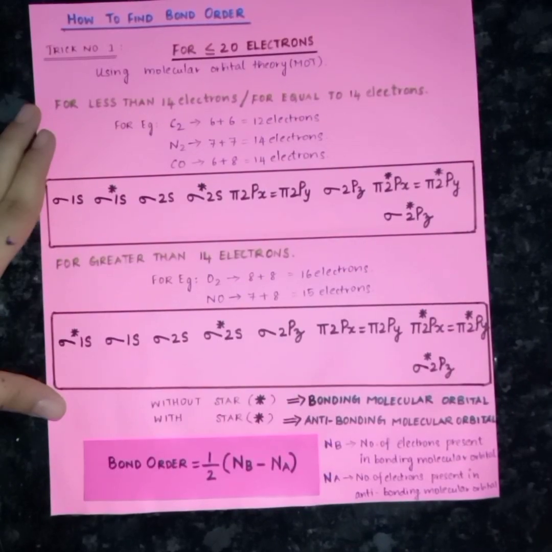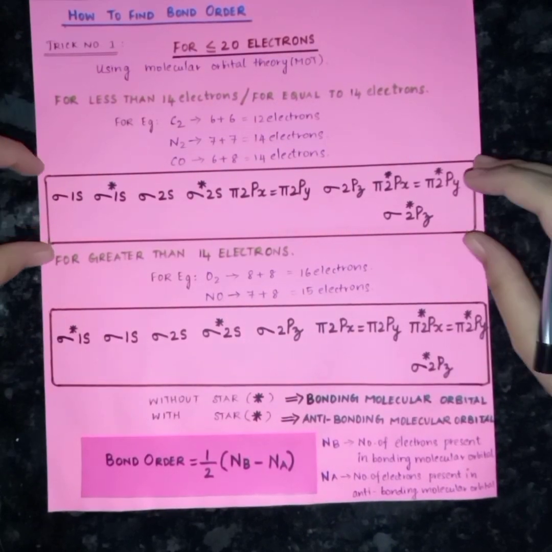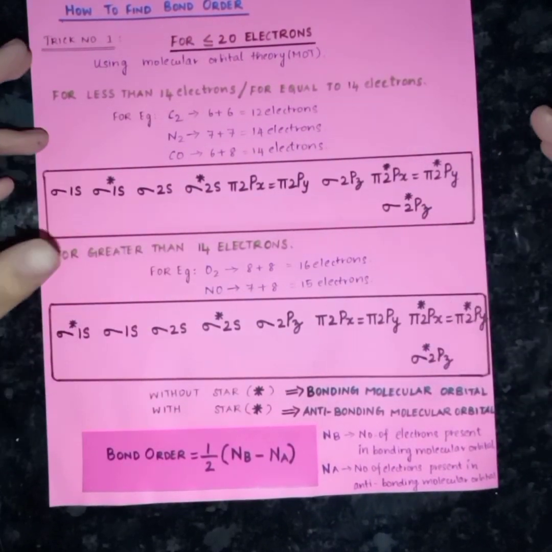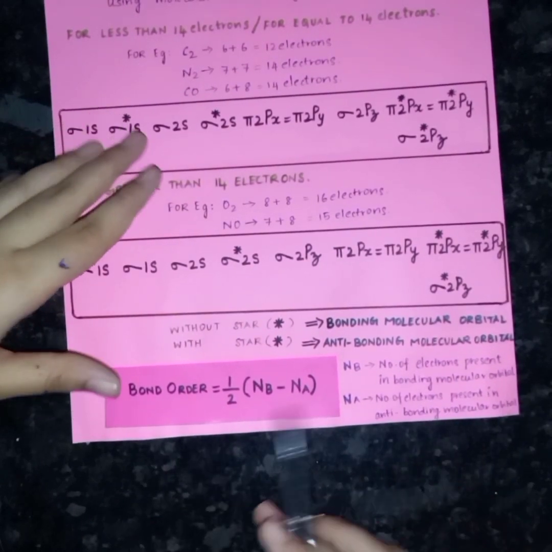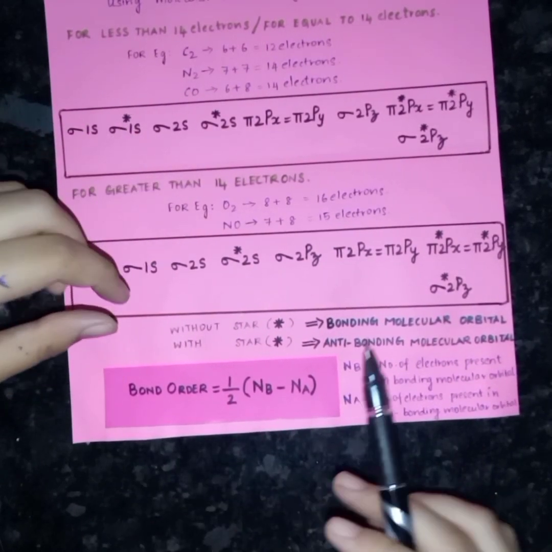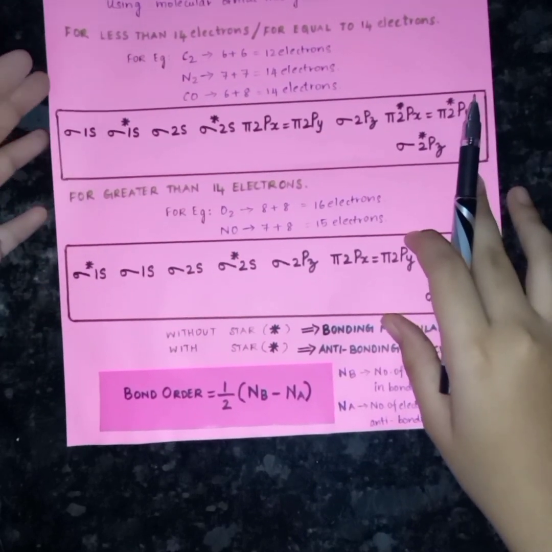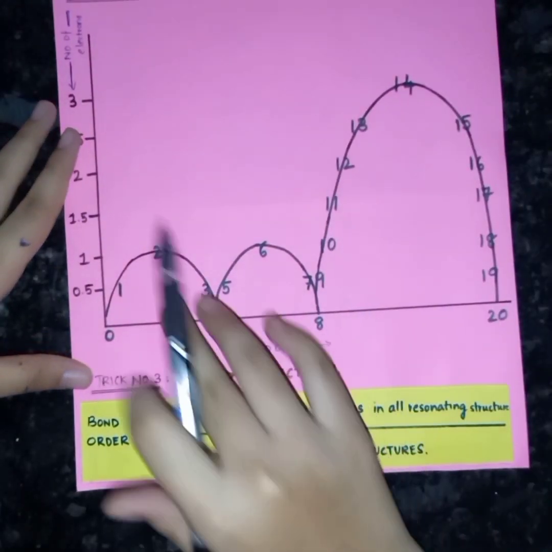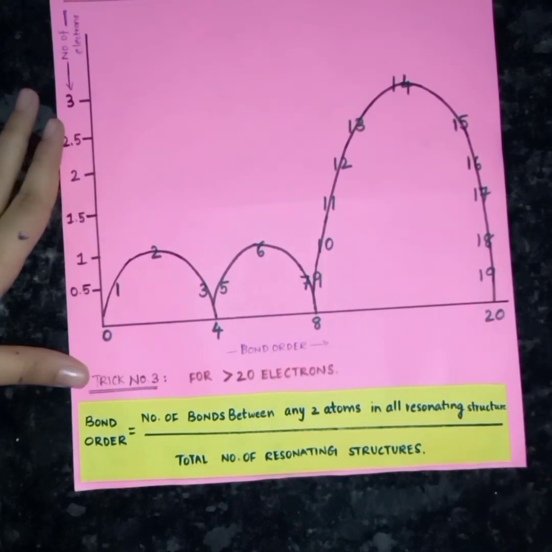For exams like NEET and JEE, each and every time you can't write this formula and apply the electronic configuration and apply this formula, bond order is equal to half into Nb minus Na. It is going to be a hectic task. To find the bond order in seconds, you can use this trick. You can use this diagram to find the bond order in seconds.